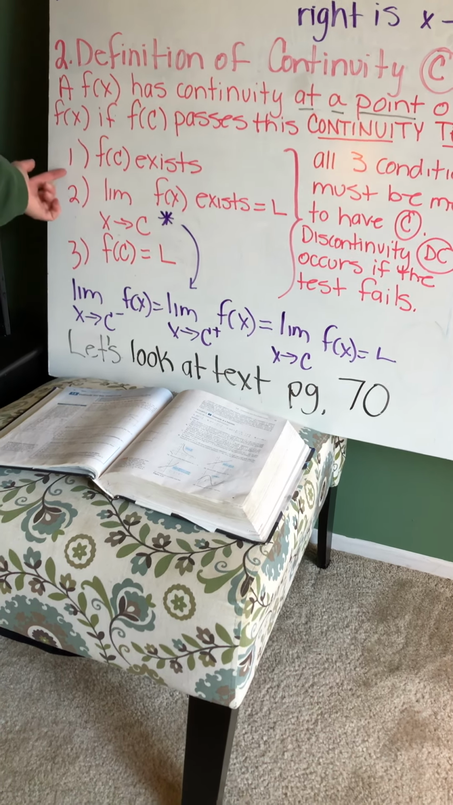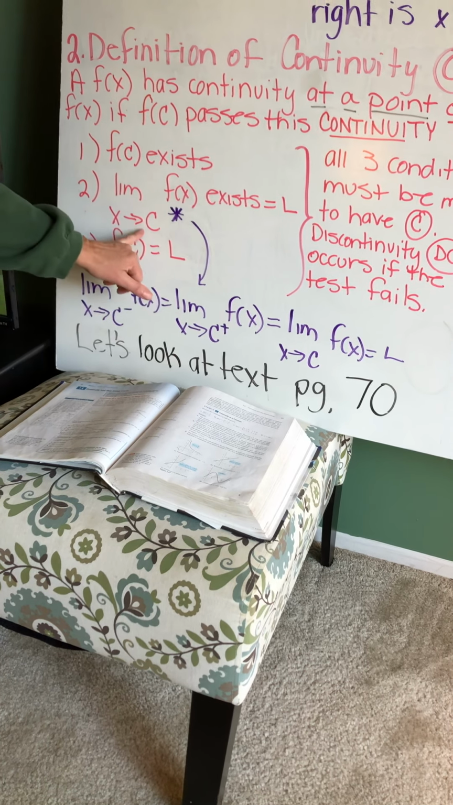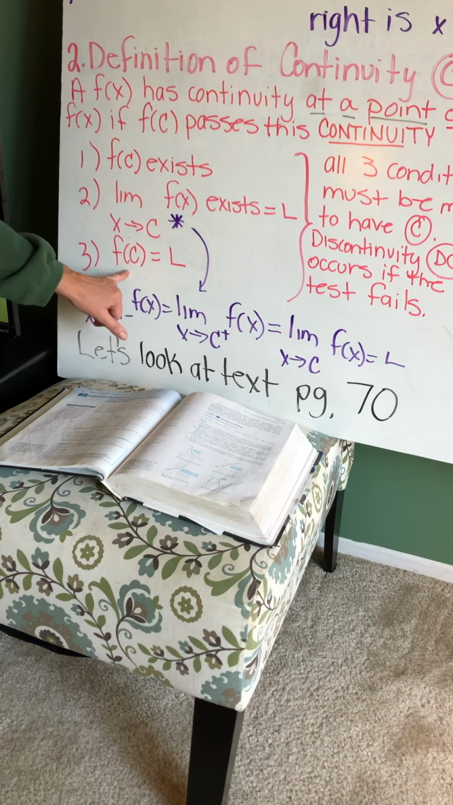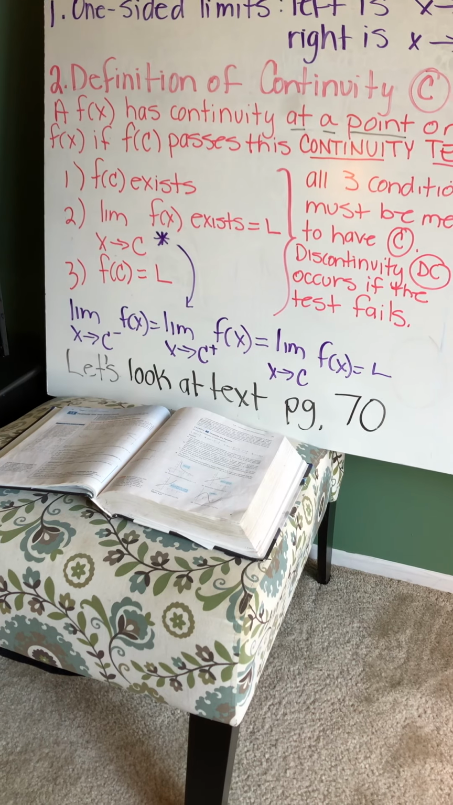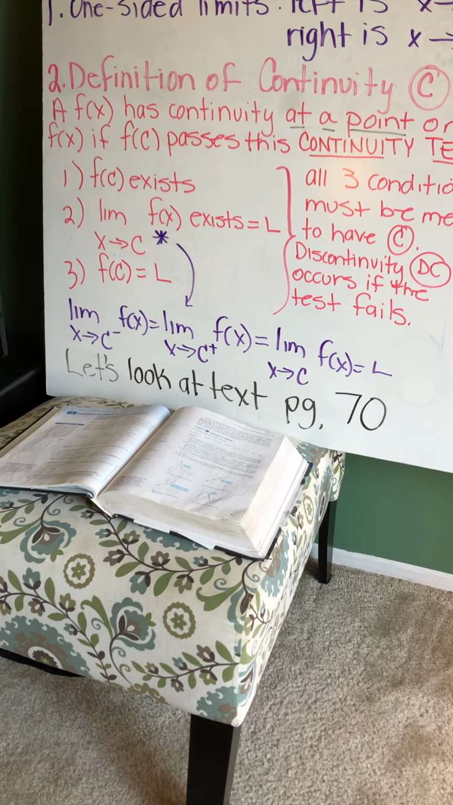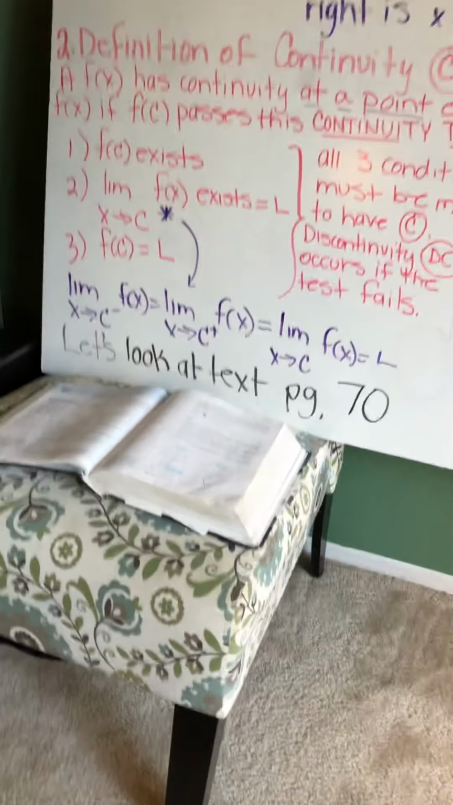Third, number 1 has to equal number 2. The function has to approach this value from the left and right of c, and it has to hit it. So number one, does the point actually exist? Number two, does the limit exist as you approach that point? Number three, are 1 and 2 the same? So let's take a look in your book on page 70, some conditions where the continuity test fails.